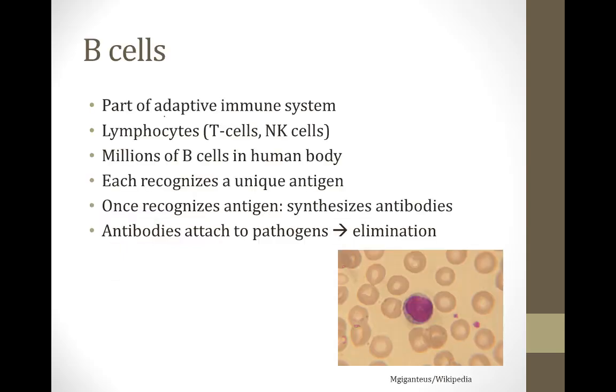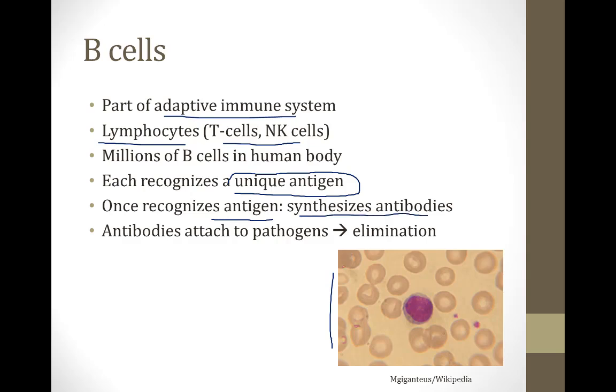B cells are part of the adaptive immune system, and they are lymphocytes just like T cells and natural killer cells. And this is a picture of a lymphocyte in a blood smear on the screen here. There are millions of B cells in the human body, and each one recognizes a unique antigen. And once a B cell recognizes its unique antigen, it can synthesize antibodies, and these antibodies will attach to pathogens, and this leads to the elimination of the pathogens from the body.